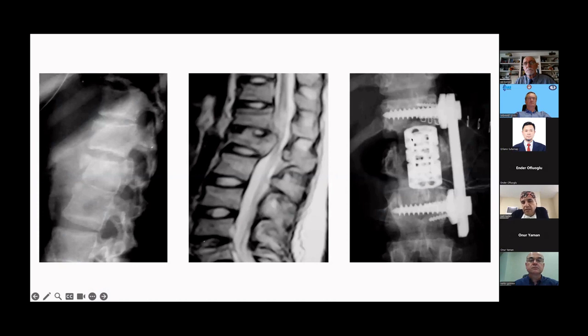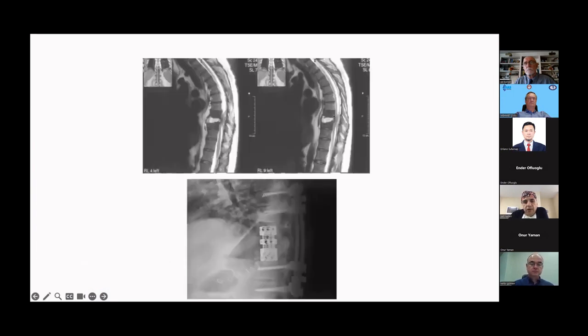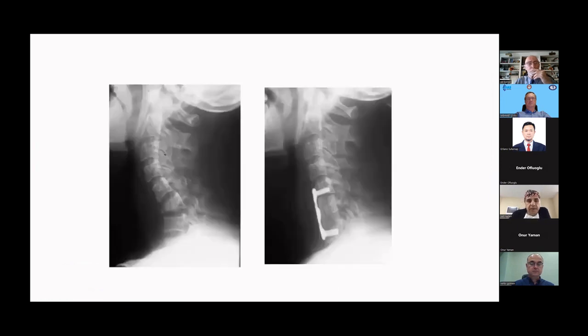In this case, you can see a cage and anterior plate system. This works in many cases. Of course, in the thoracolumbar area, maybe a posterior longer fixation may provide a better implant. This is the same for the cervical area also.